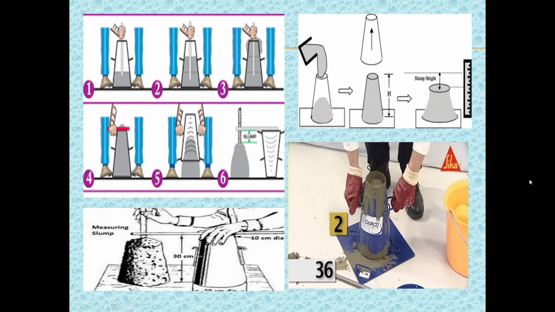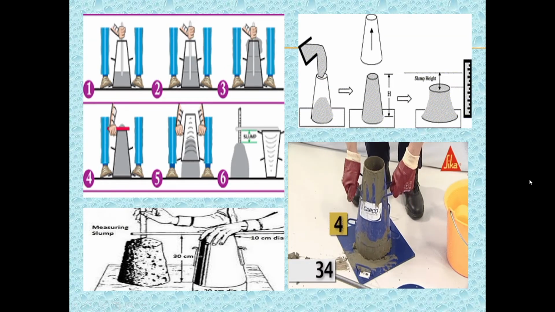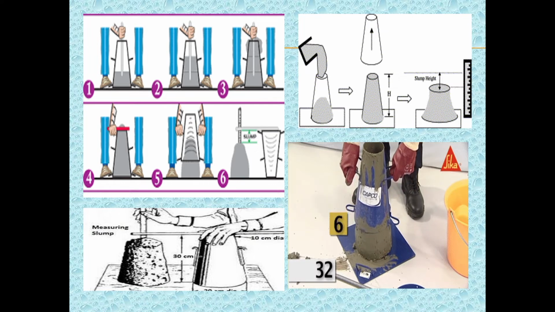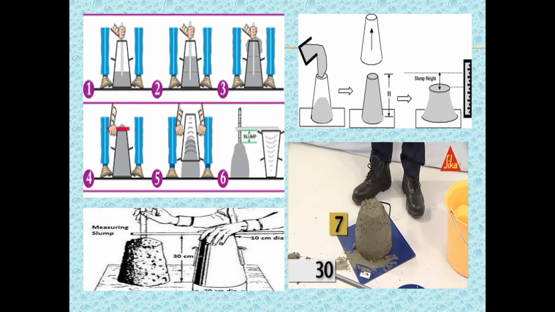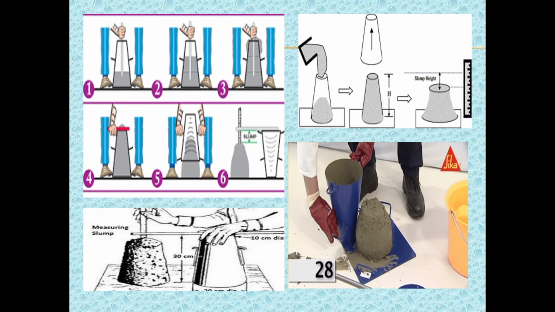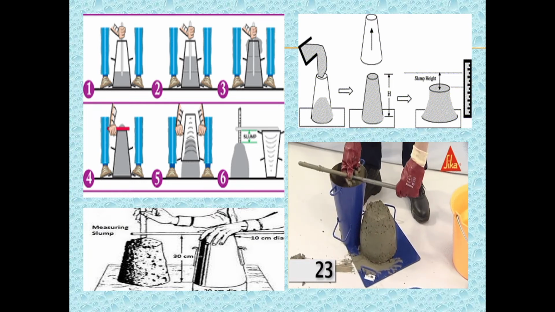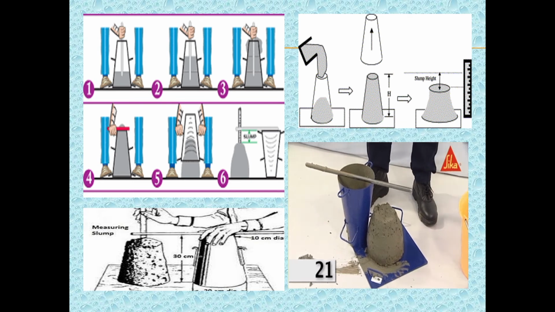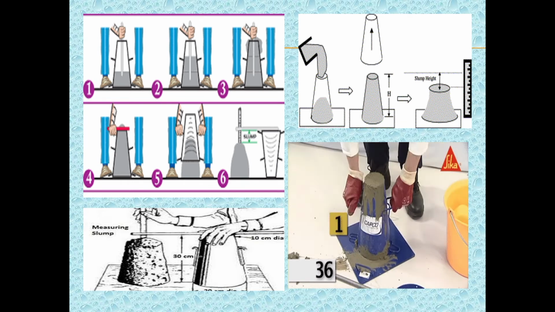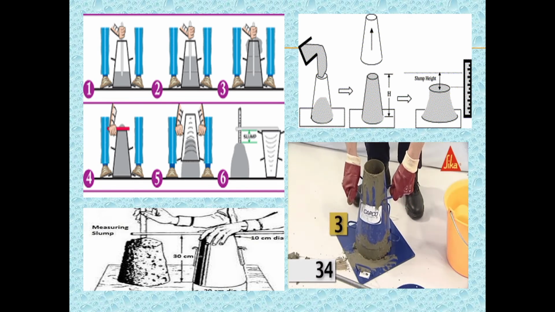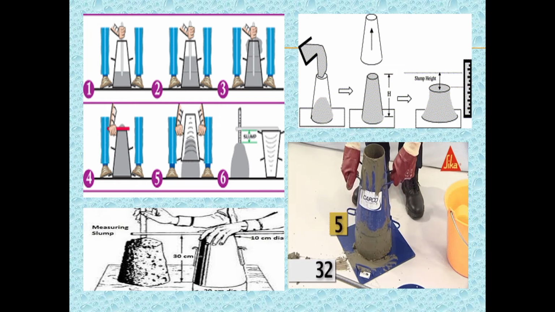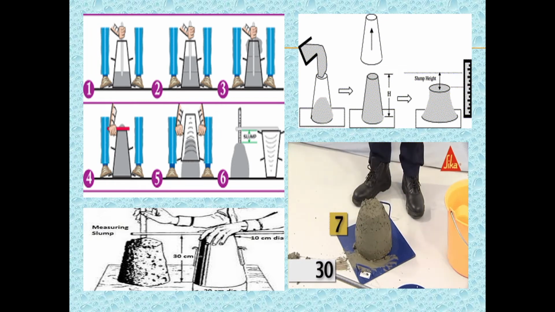The test apparatus consists of a metallic mold in the form of a frustum of a cone. The mold is filled with four layers, each being approximately one-fourth of the height of the mold. Each layer is tamped 25 times using a tamping rod. The excess concrete is struck off with a trowel. The mold is removed from the concrete immediately by raising it slowly and carefully in a vertical direction.